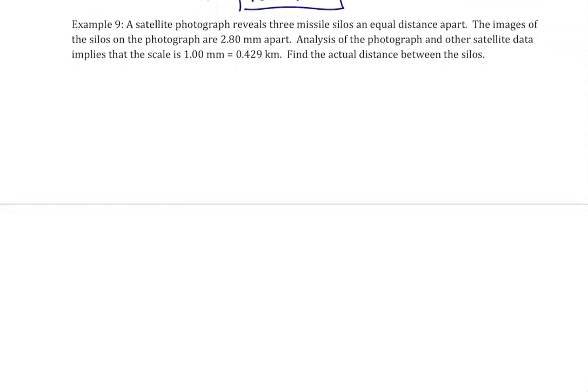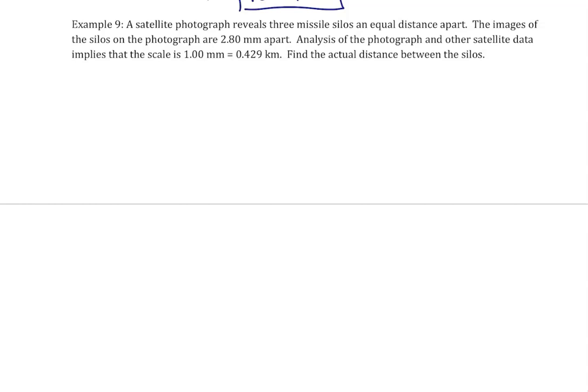And then another application here, still using this idea of similarity with scale factors. We have a satellite photograph that reveals 3 missile silos an equal distance apart. The images of the silos on the photograph are 2.0 millimeters. Now, based on other photographs and other satellite data, we know that 1 millimeter on the map equals 0.429 kilometers in real life.